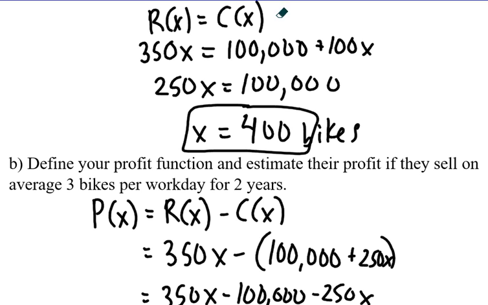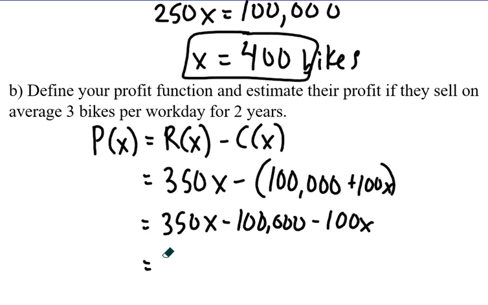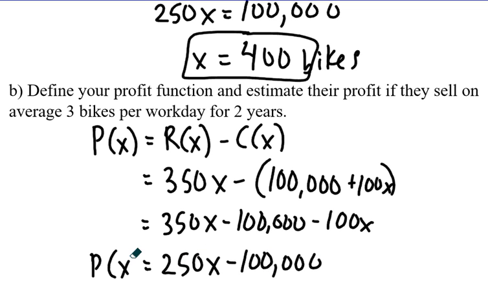Oh, sorry, 100. I don't know why I keep making mistakes today. 100 is how much it costs to produce each bike. I was doing the first step in my head. 350 minus 100. That means they bring in $250 for each bike minus the 100,000. So this is their profit function.